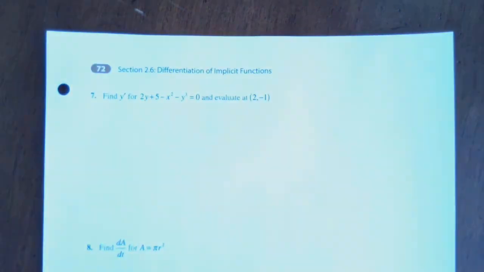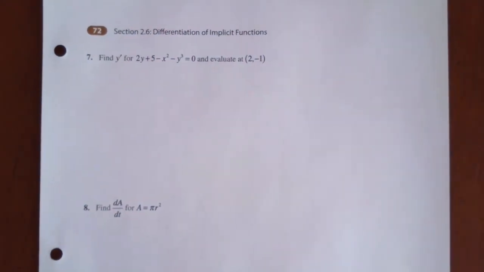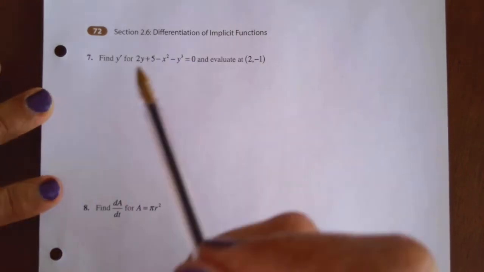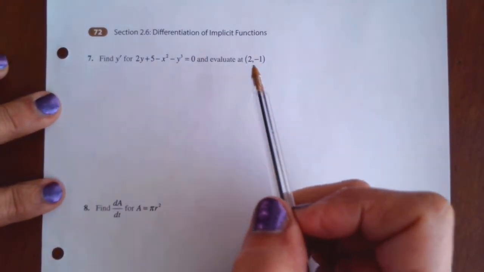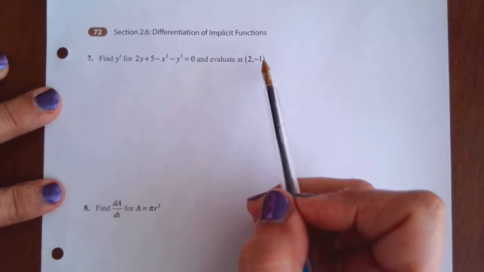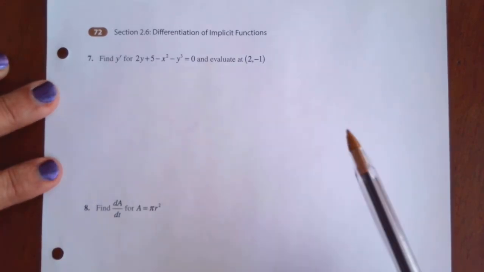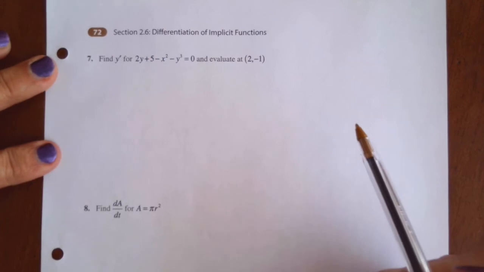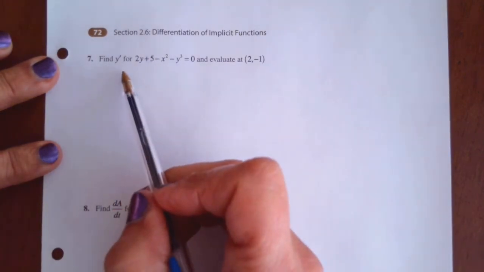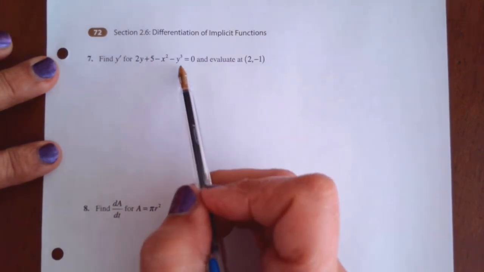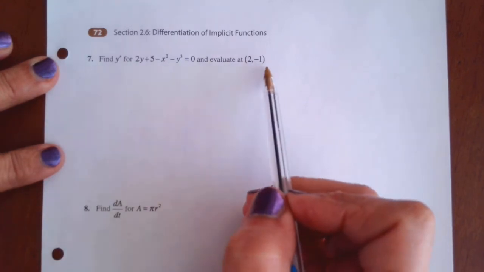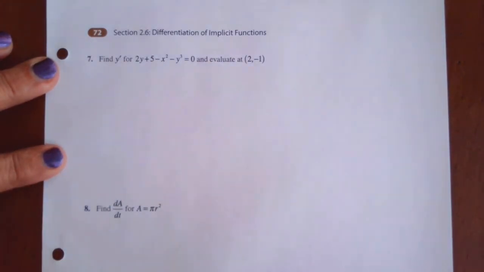All right, let's look at number 7. On this one, they give you the relation that you're going to find the derivative of, and they also give you the point. So now I know my x and y, so now I can continue and actually find the slope. So find y prime of this relation, and then we're going to evaluate it at (2, -1).